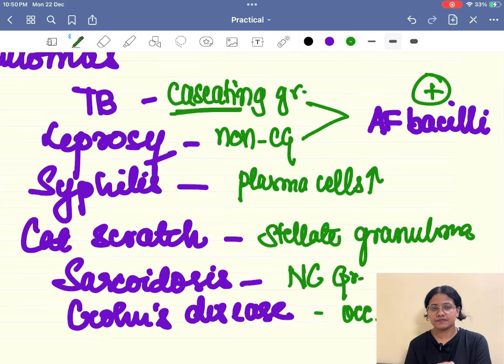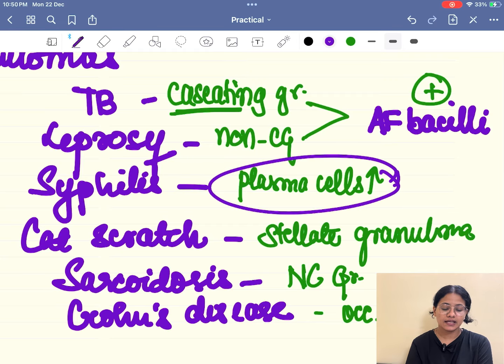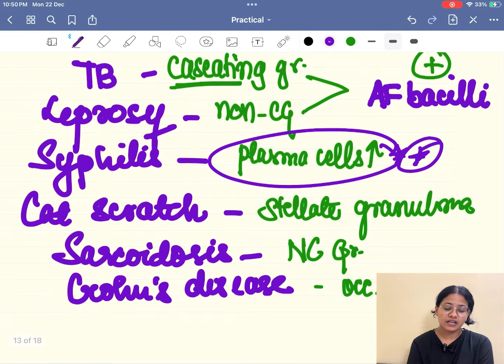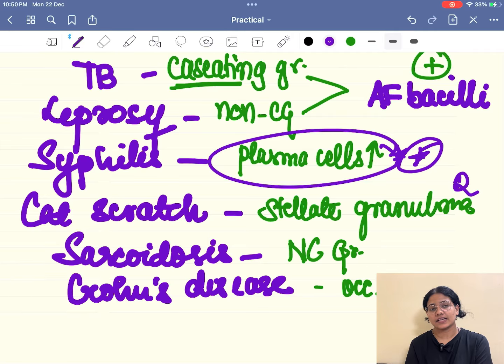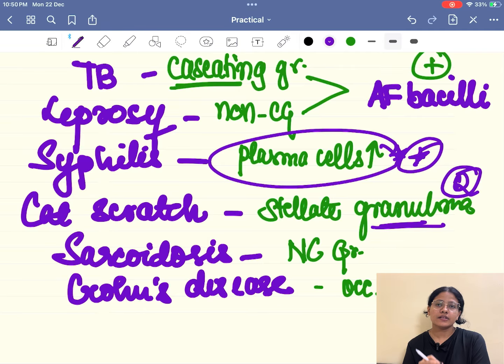Okay, then you have syphilis. In syphilis also you will see granuloma because of Treponema pallidum, but what you see is there will be more plasma cells. Okay, there will be increased plasma cells. Again, next is a very important question that has come multiple times. What type of granulomas do you see in cat scratch disease? You see stellate granulomas. Also another very famous question, what is the characteristic type of granuloma that you see in sarcoidosis? The non-caseating granulomas are most commonly seen. Only one question comes from this, your answer should always be sarcoidosis.